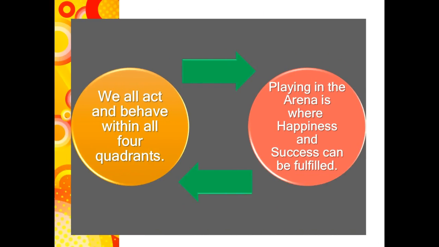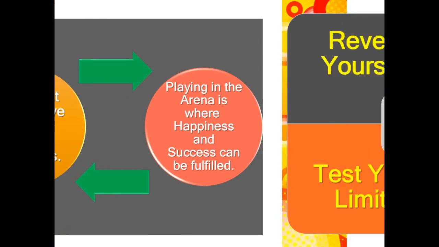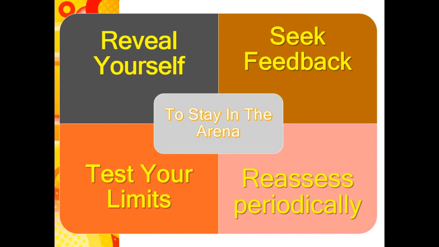So again, as a reminder, we all act and behave within all 4 quadrants. We will always have a facade, an arena, an unknown, and a blind spot. The idea, though, is that we want to maximize the arena, the area where we can be the happiest, the most congruent, and other people around us can be the most comfortable with us as well. So how do you stay in the arena? How do you make the most of your time in the arena? You can reveal yourself, you can seek feedback, test your limits, and reassess periodically. Let's talk about what that means.